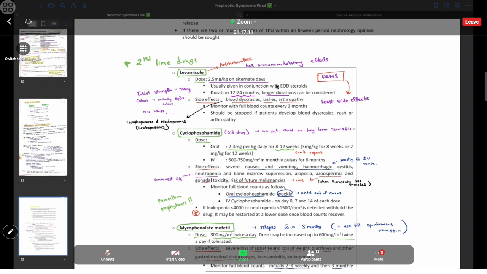And what are those agents? What are the options you can give? How are they given? And what are the side effects? And if those side effects are there, how do you avoid them? And what should you do to monitor those side effects?